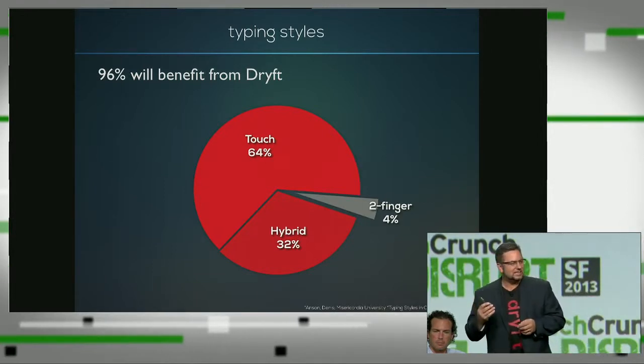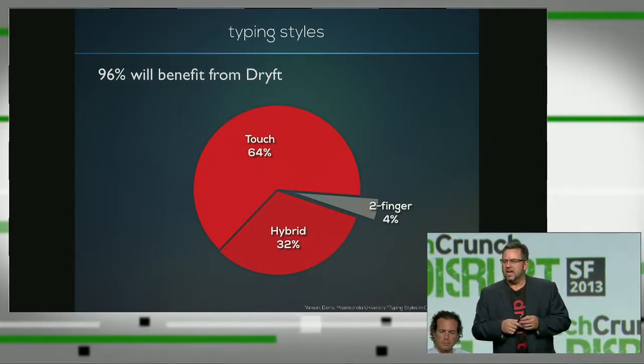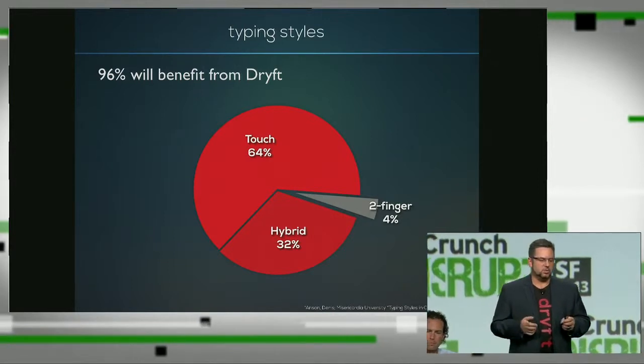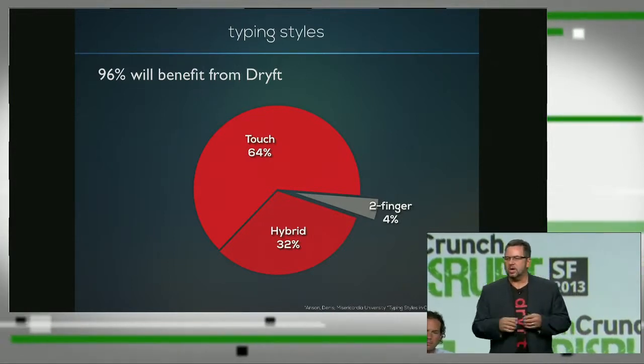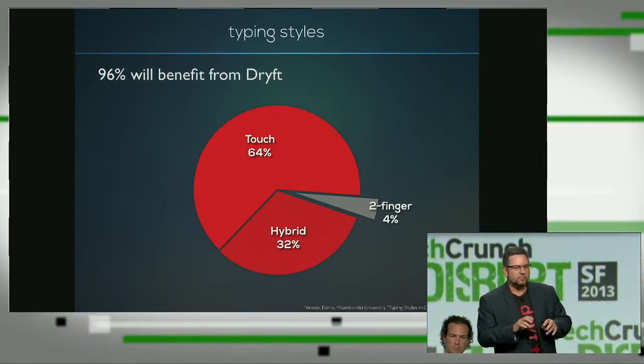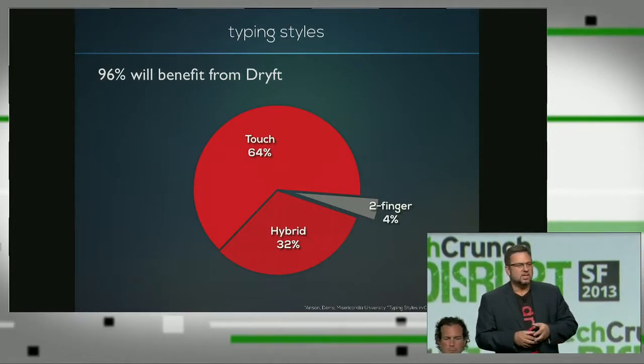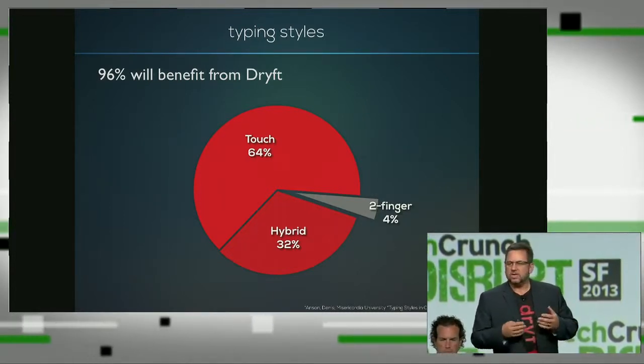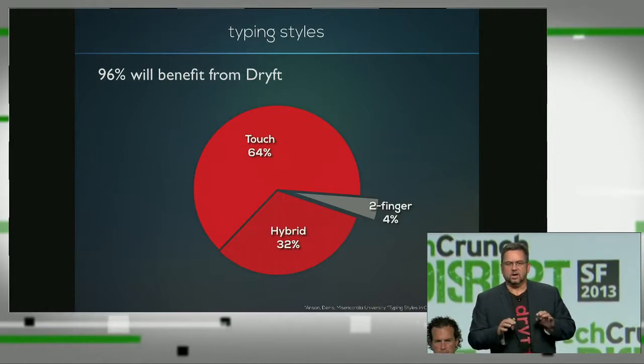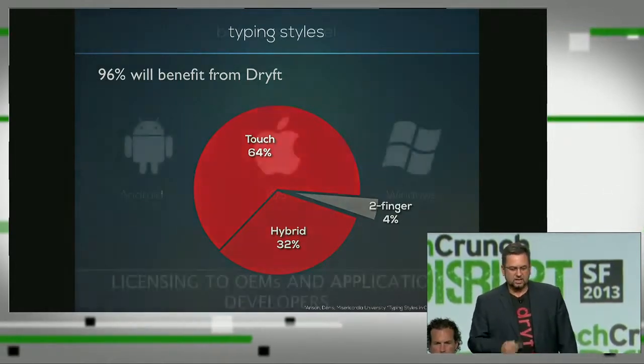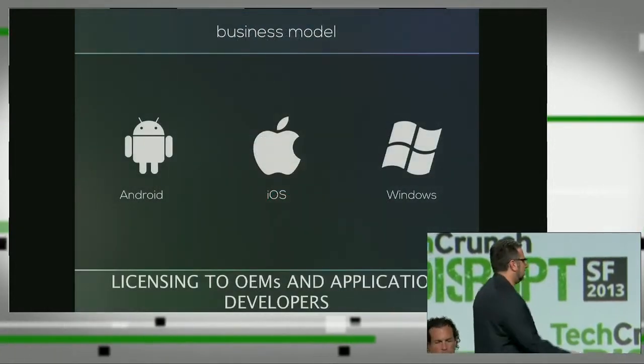It turns out about 96% of us typing have built up memory typing skills. We're either touch typists or hybrid typists, we call it, where at least some of our typing is done without looking. That's who Dryft is for. We let you type naturally without looking on the screen of your tablet. I'd like to introduce you to my co-founder, Rob Chaplinsky.